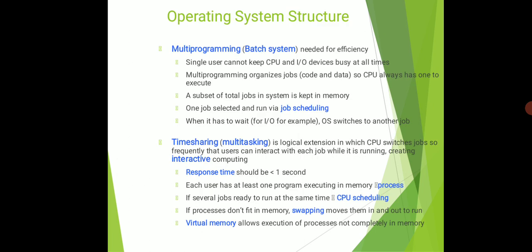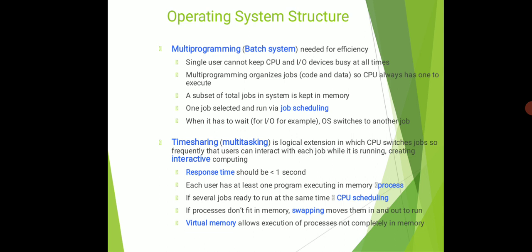Operating system structure: multi-programming is called a batch system. It is needed for efficiency. A single user cannot keep the CPU and IO devices busy at all times. Multi-programming organizes jobs, code and data, so the CPU always has one to execute. A subset of the total jobs in the system is kept in memory. One job is selected and run via job scheduling. When it has to wait for IO, for example, the OS switches to another job.